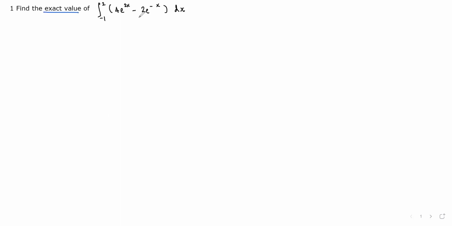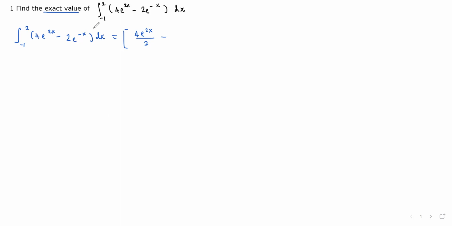We are expected to find the exact value of the definite integral. To find the value of the definite integral, we evaluate the integrand first. So we integrate 4e to the 2x. That becomes 4e to the 2x over 2.